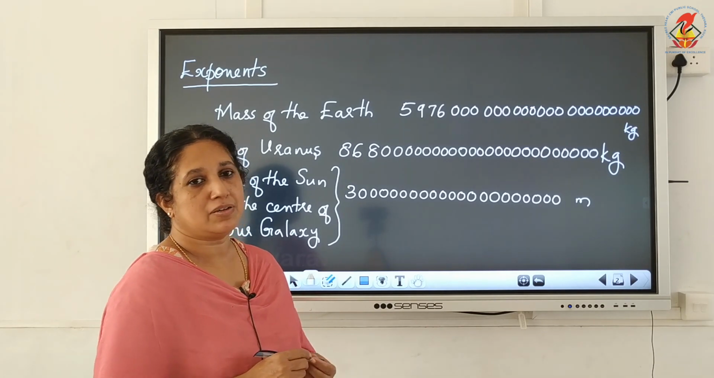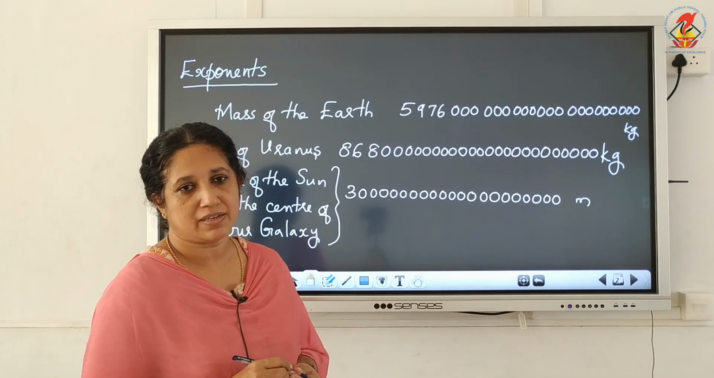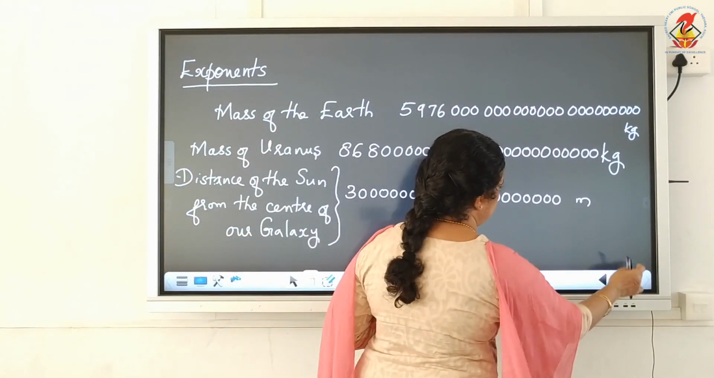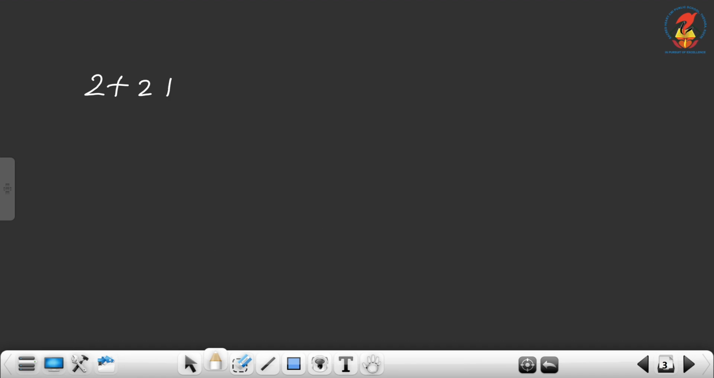So in this chapter we are going to learn about exponents: what is meant by an exponent and what is the exponential form of a number. Now you know that 2 plus 2 plus 2 plus 2 plus 2, 2 is added 5 times. How can you write this? We can write it as 5 times 2. That means 5 into 2, which is equal to 10.